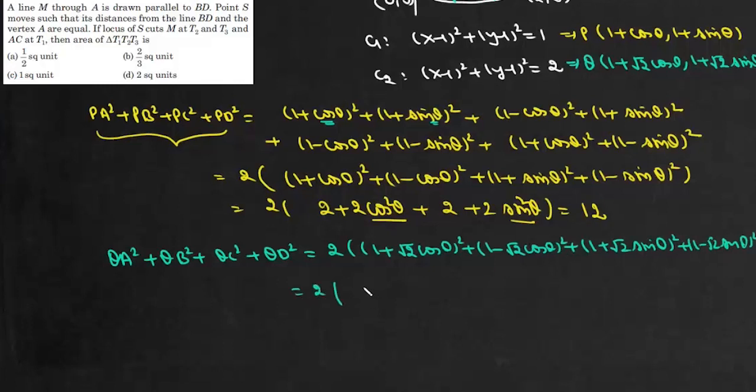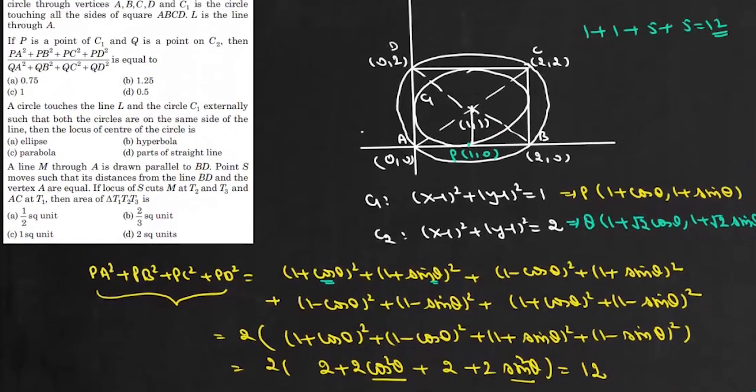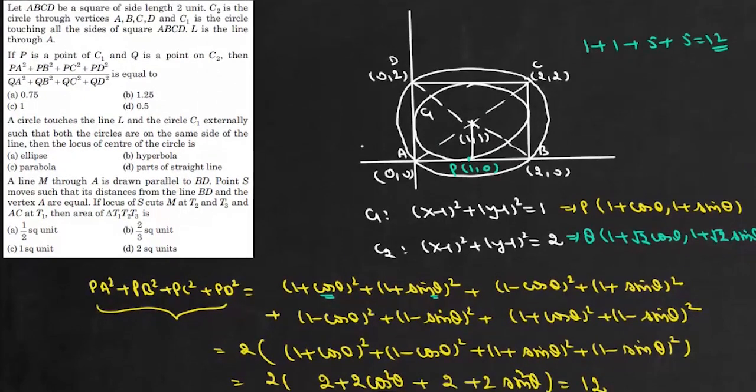Now this is 2 and here will be 2 plus 4 cos square theta, and here will be 2 plus 4 sin square theta. Now this is 4 plus 4, 8. 8 into 2 is 16. Now we will find the ratio. So this ratio will be 12 by 16, which is 3 by 4 or 0.75, and that's your option A.